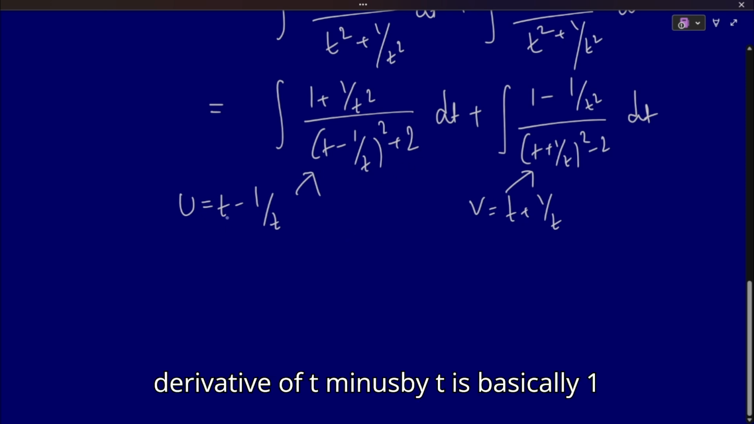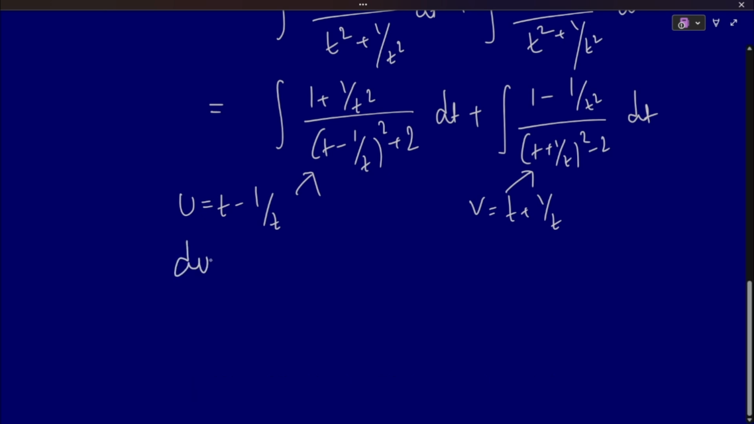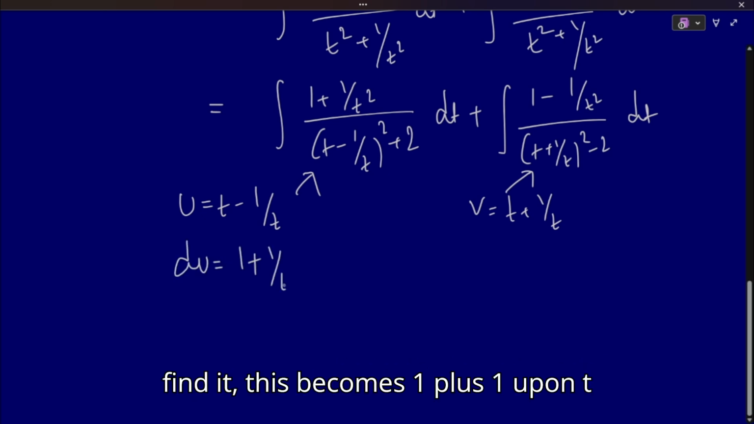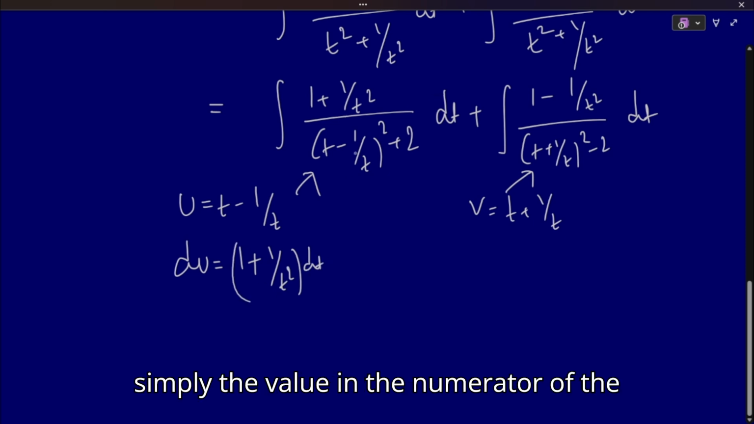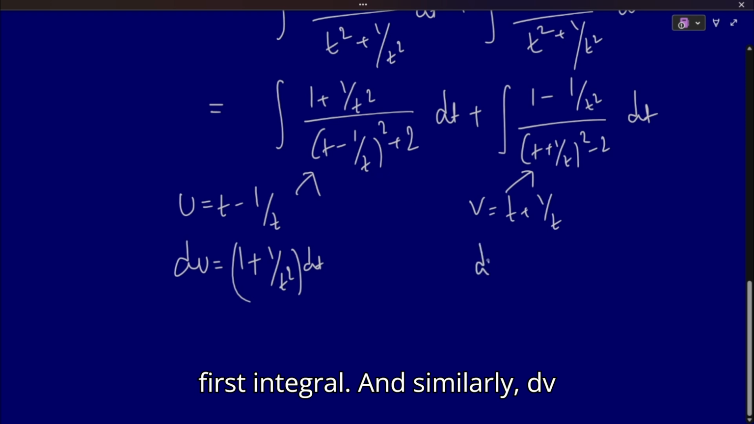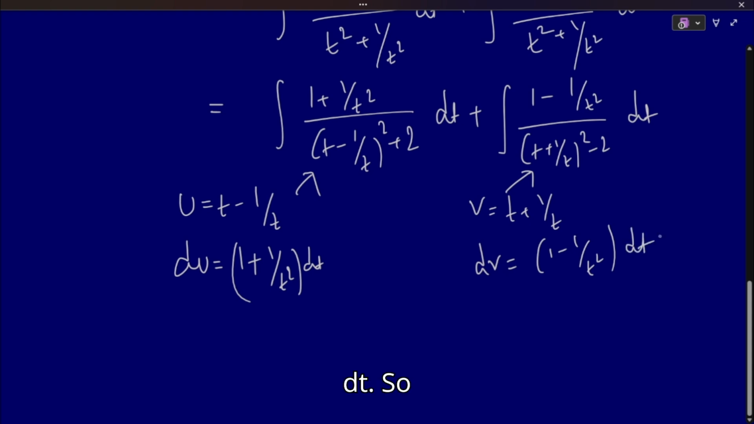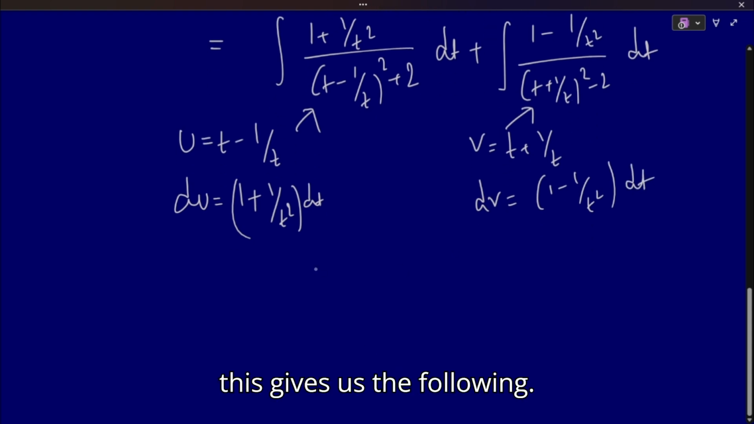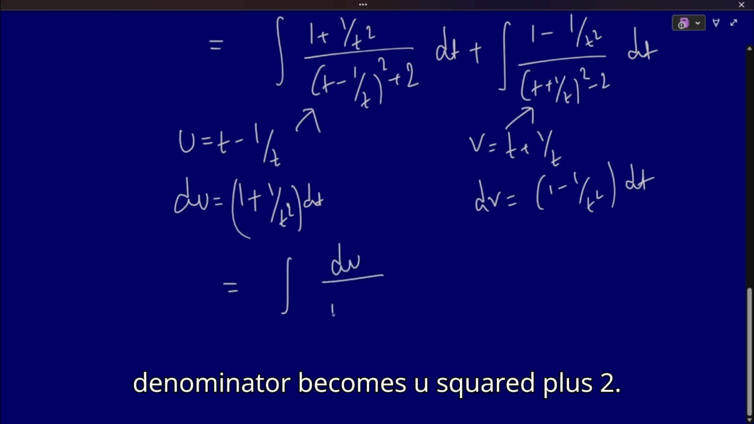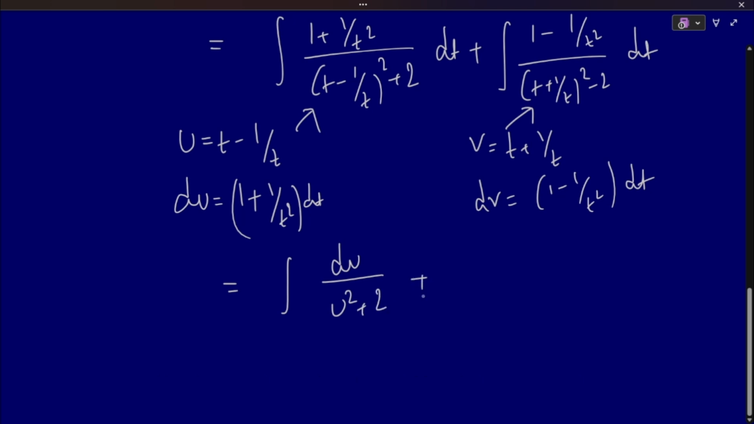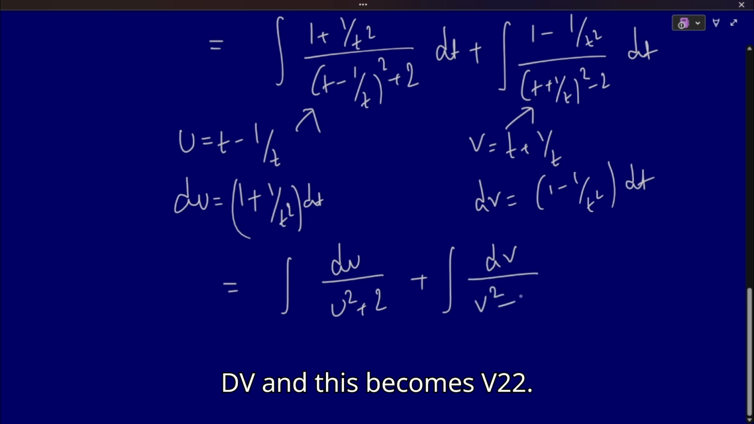This is because the derivative of t minus 1 by t is basically 1 plus 1 upon t squared dt. If you did it, you will find that du becomes 1 plus 1 upon t squared dt, which is simply the value in the numerator of the first integral. And similarly, dv is 1 minus 1 upon t squared dt, correct? So this gives us the following. This becomes du, the numerator, and the denominator becomes u squared plus 2. Similarly, the numerator again becomes dv, and this becomes v squared minus 2.